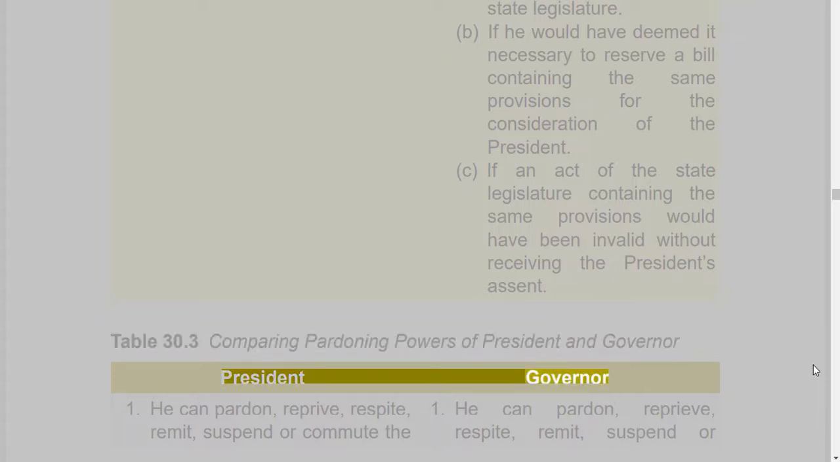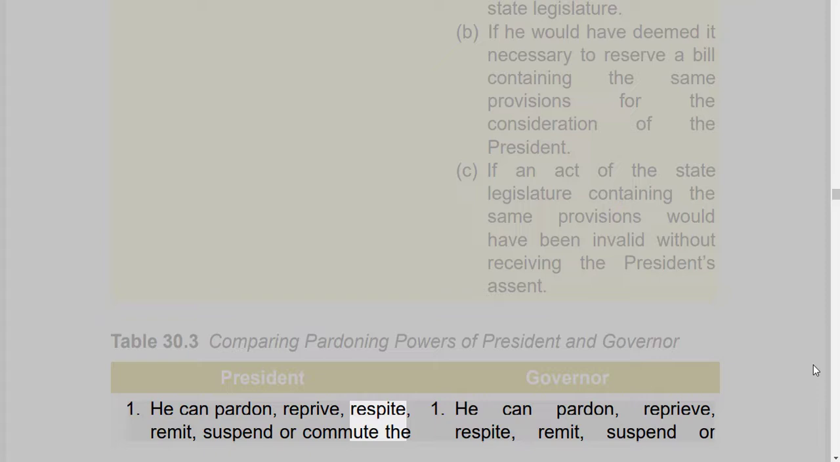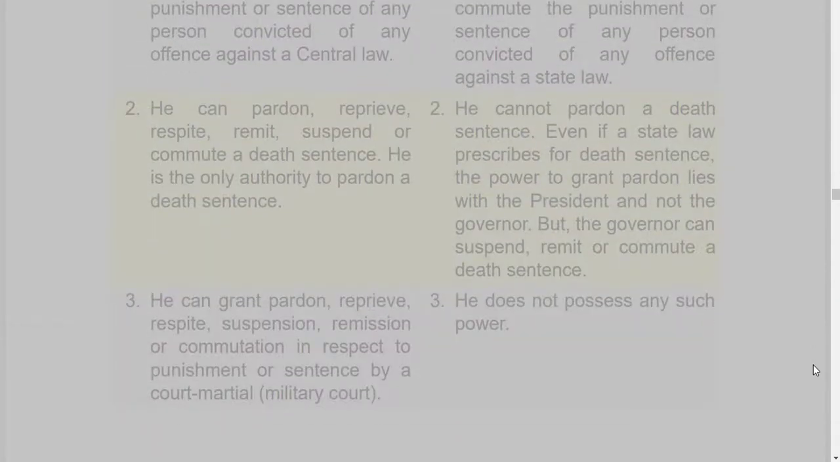Table 30.3 Comparing pardoning powers of President and Governor. President: 1. He can pardon, reprieve, respite, remit, suspend or commute the punishment or sentence of any person convicted of any offence against a central law. Governor: 1. He can pardon, reprieve, respite, remit, suspend or commute the punishment or sentence of any person convicted of any offence against a state law. President: 2. He can pardon, reprieve, respite, remit, suspend or commute a death sentence. He is the only authority to pardon a death sentence.